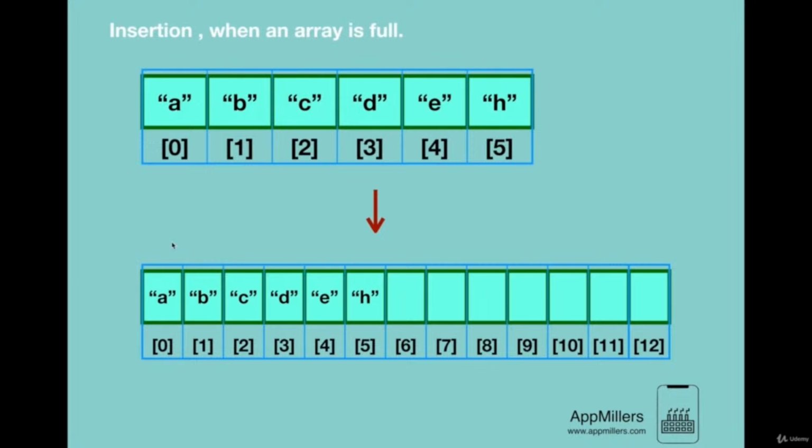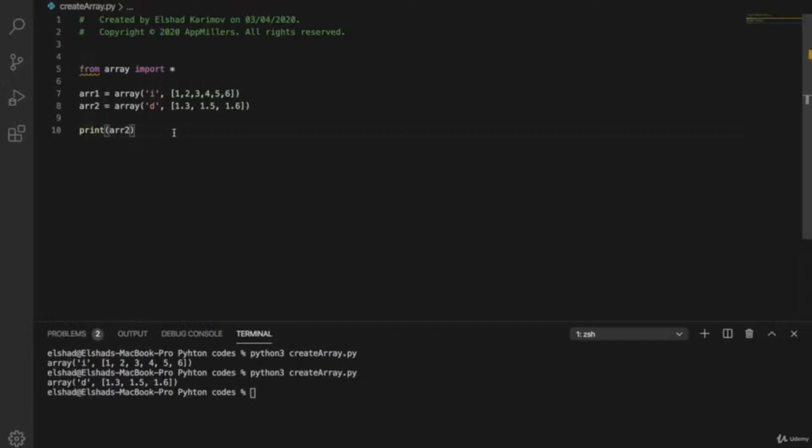Now we understand the logic of inserting a new value to the array. Let's see how this is working in Python. Let's switch to Visual Studio Code. Here, I've created an array before in the previous lesson, so I will use the same array because I don't want to waste time to create a new array over here. That's why I kept this file like this.